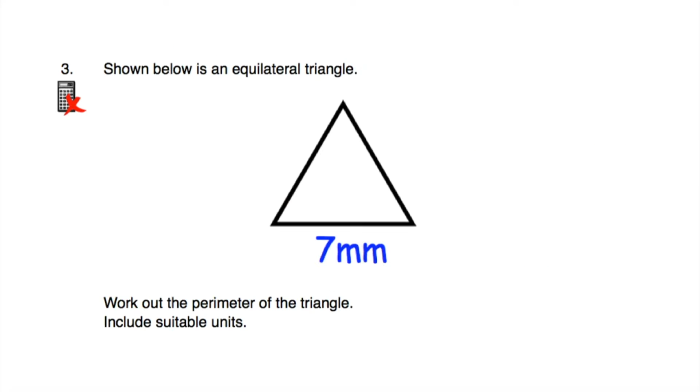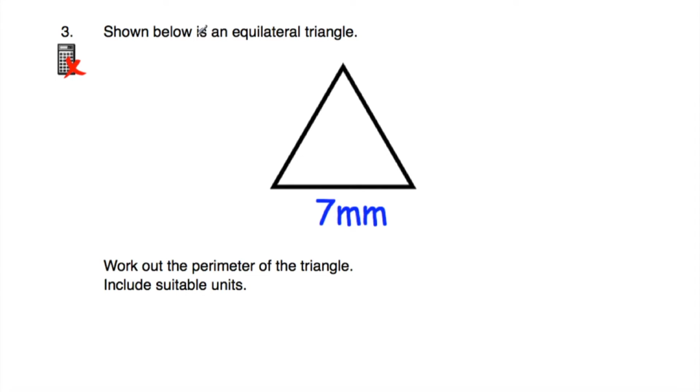Okay, let's have a look at our next question, question number 3. We've been given an equilateral triangle. Remember, an equilateral triangle is a triangle where all the sides are the same length. So if the length of the base is 7 millimeters, the length of this left hand side would be 7 millimeters. The length of the right hand side would be 7 millimeters as well. And we've been asked to work out the perimeter of the triangle.